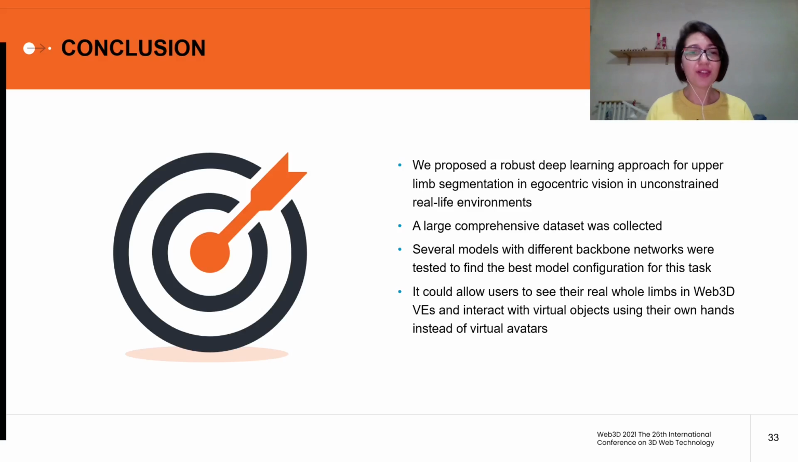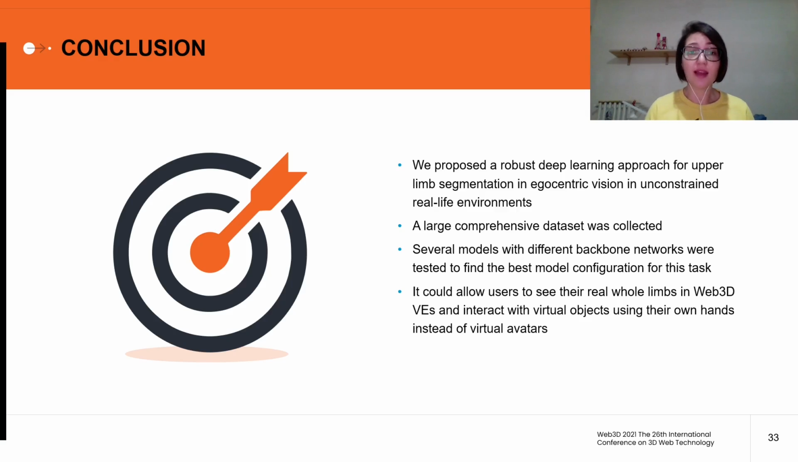In conclusion, we proposed a robust deep learning approach for upper limb segmentation from an egocentric vision in unconstrained real-life environments. Our network proved to be robust to both bare and clothed human upper limbs. We obtained good and promising results in the case of hand-to-hand and hand-to-object occlusion, in the case of variable lighting conditions, skin colors, and indoor and outdoor real-life environments.